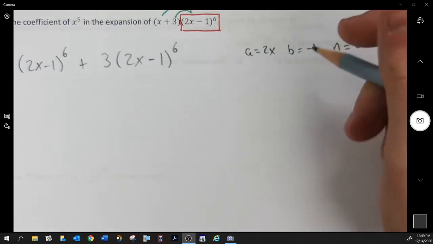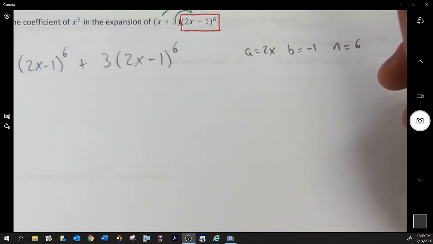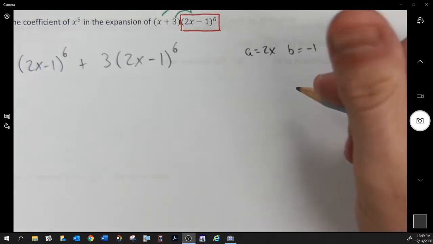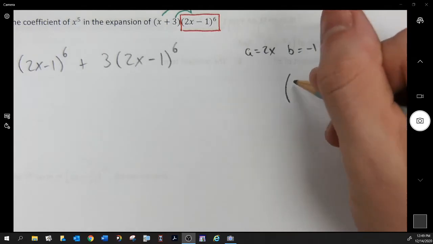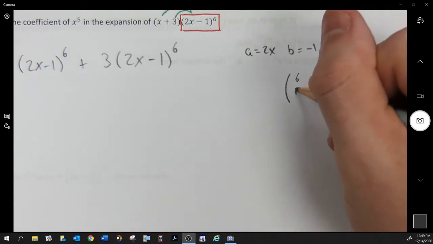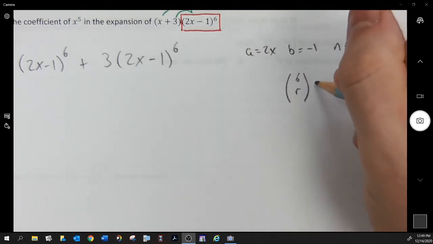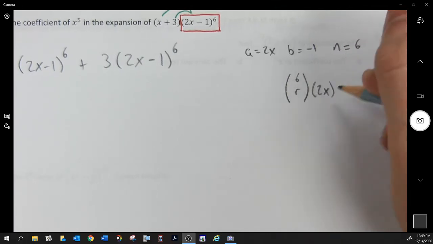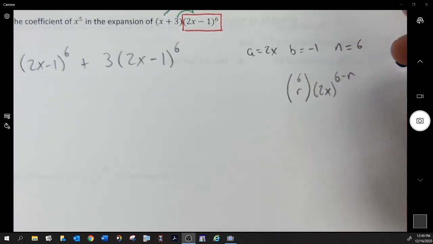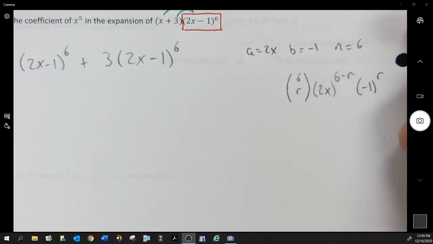So let's see. Our general term, I will skip over the t sub r plus 1 stuff just for space purposes. We have n choose r, a to the n minus r, and b, which is just negative 1 to the r. Now what this is going to do is make our terms oscillate between positive and negative. That's the only thing it's going to do.